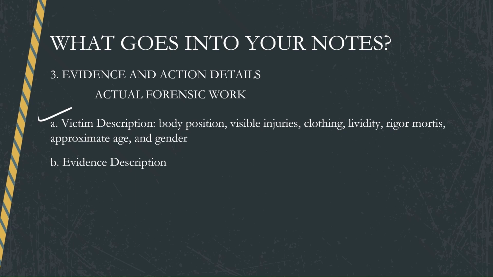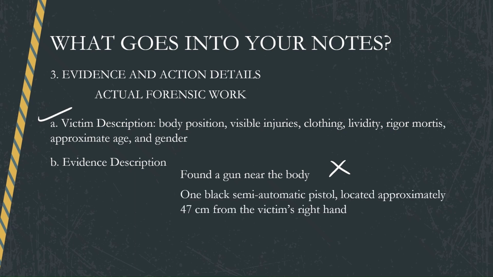Now, this is another area where investigators must avoid being vague. Please do not write "found a gun near the body." That tells us almost nothing. Instead, what you can write is "one black semi-automatic pistol, located approximately 47 centimeters from the victim's right hand." Now, the detailed notes basically create stronger forensic documentation.